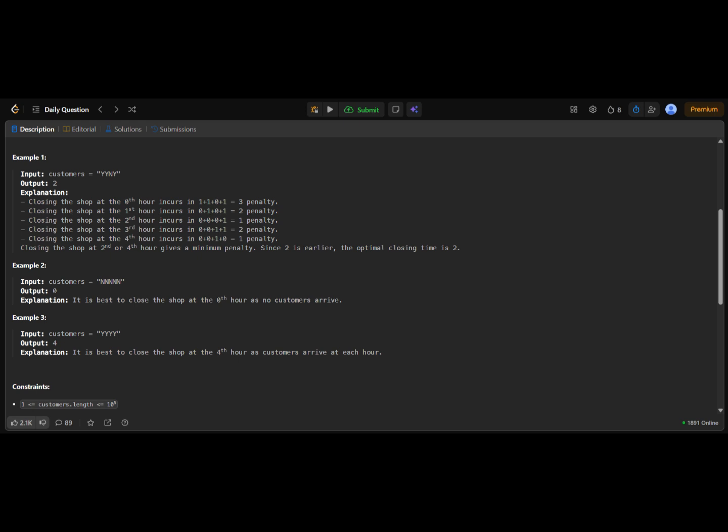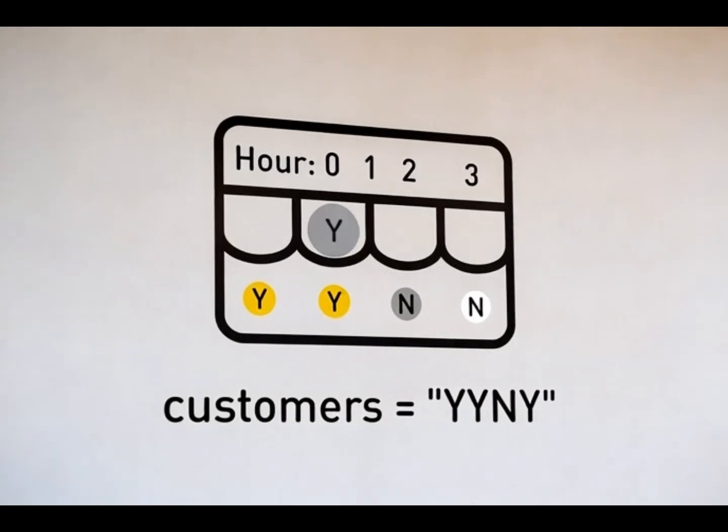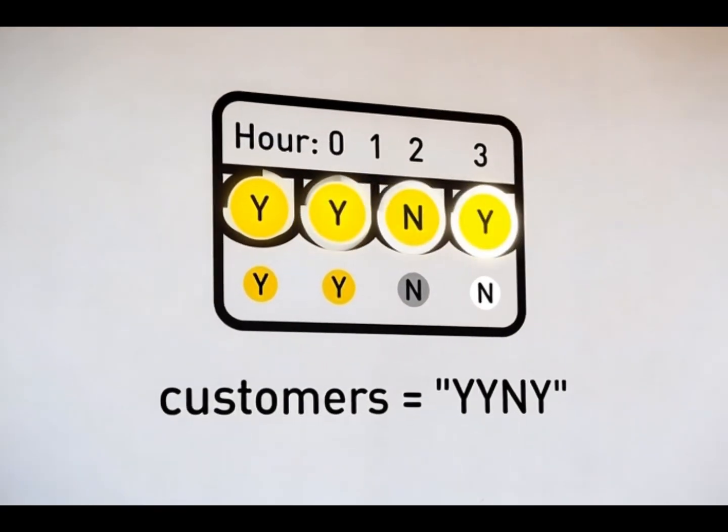Example 2. The input is NNNNN. No customers ever come. If the shop stays open, every hour adds unnecessary penalty. So the best choice is to close immediately at hour 0. This results in 0 penalty. The answer is 0. Example 3. The input is YY. Customers come every hour. Closing early would always cause penalties because customers would arrive when the shop is closed. The best strategy is to stay open the entire time and close at hour 2. That way, no penalties are incurred. The answer is 2.